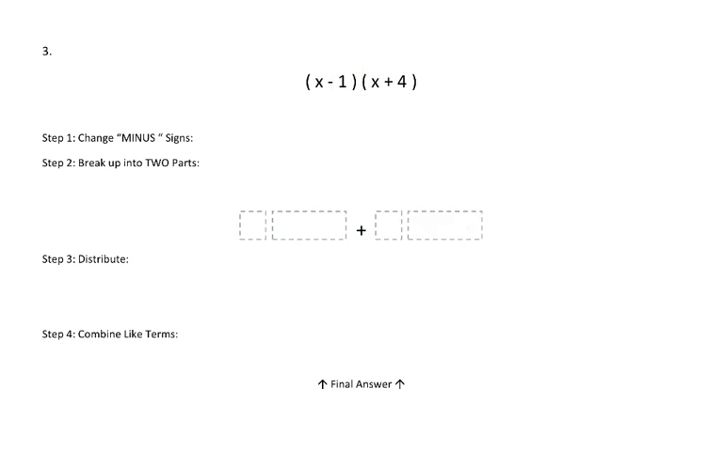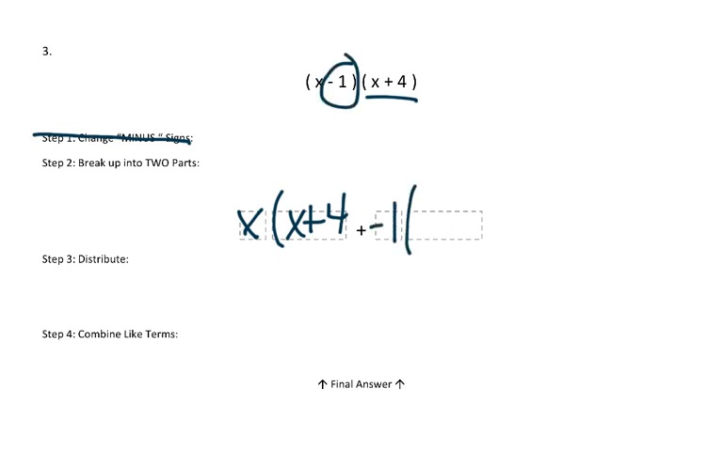For those of you who do not want to do step 1, so we're going to cross that out, here is the other way that you can do it. We're going to still break it up into two parts. X is going to be multiplied by x plus 4. And then I will have my minus 1 multiplied by, again, the x plus 4.